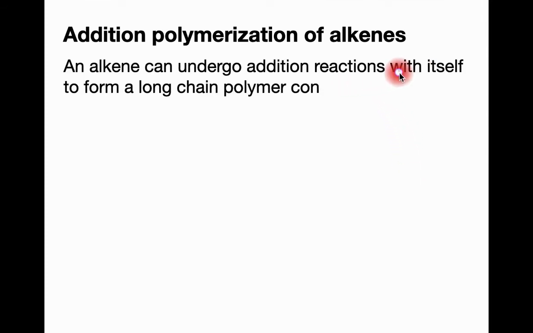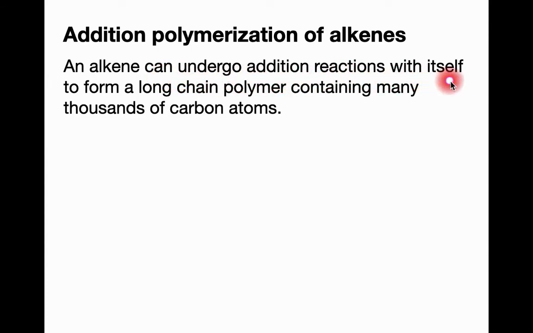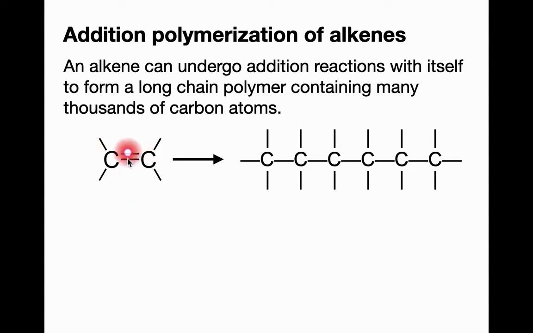Next, addition polymerization of alkenes. An alkene can undergo addition reactions with itself to form a long chain polymer containing many thousands of carbon atoms. So simply put, we have carbons that are double bonded. If we break one of those double bonds, and by the way, remember that a double bond is both a sigma bond, which is the sharing of electrons that's axial between the two carbons, a straight line between the two carbons, but the additional bond is a pi bond that goes both above and below the sigma bond. And the pi bonds are the ones that are most susceptible to being broken.